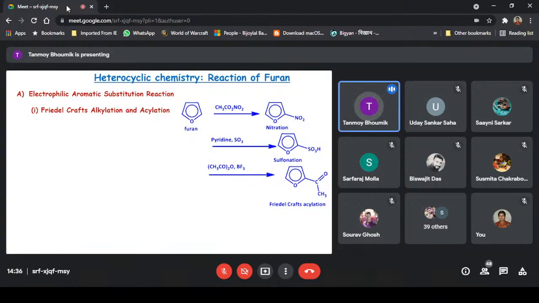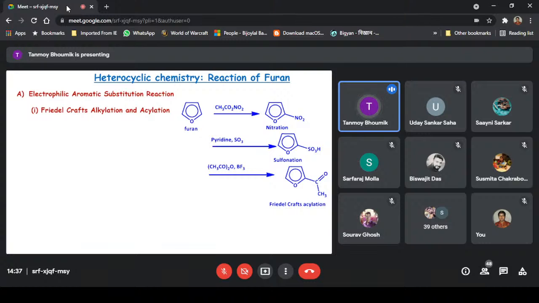Now, the aromatic substitution reaction for the furan compound. Furan compounds are very much prone, as I already mentioned, towards the aromatic electrophilic substitution reaction. Among these aromatic electrophilic substitution reactions, there are alkylation and acylation, sulfonation, and nitration. Different kinds of reactions are there. So the most important is the nitration reaction.